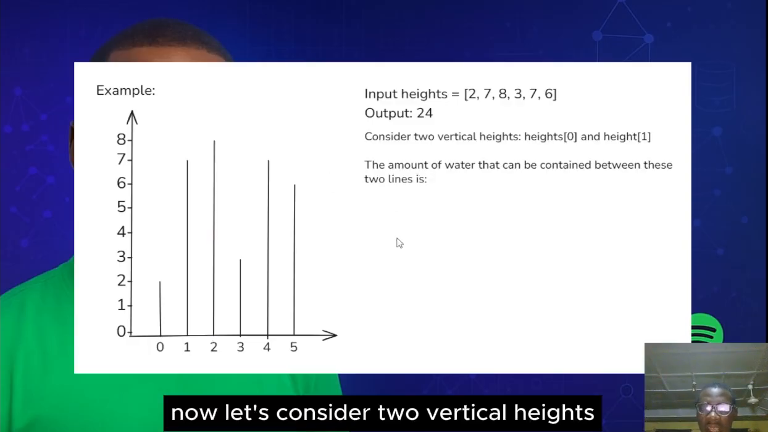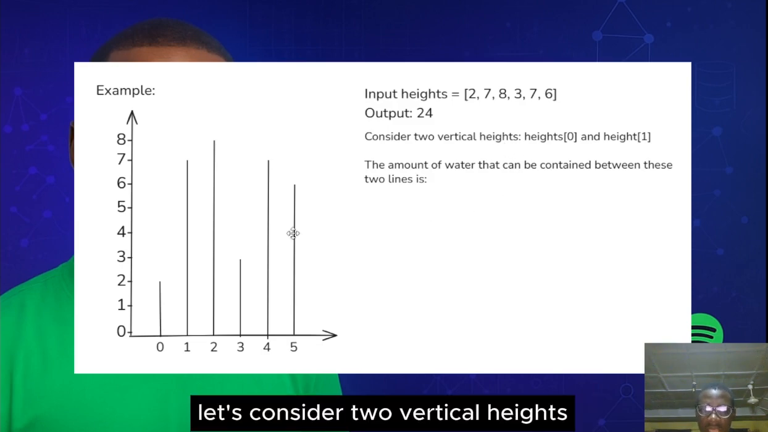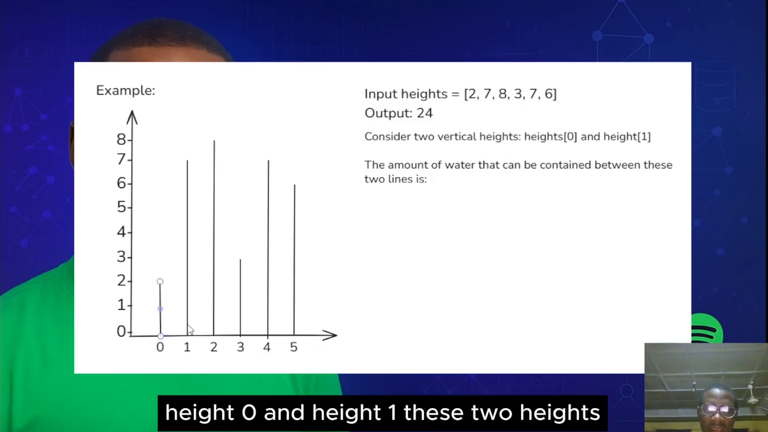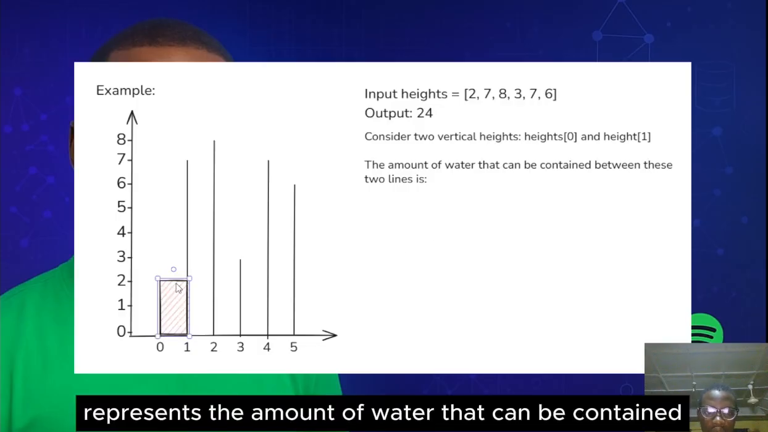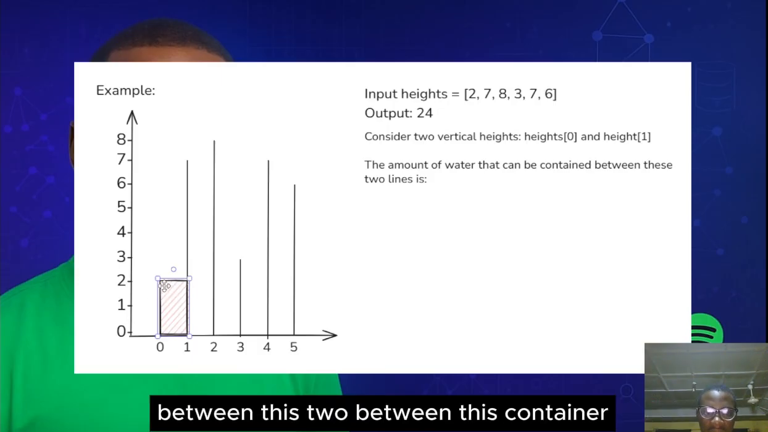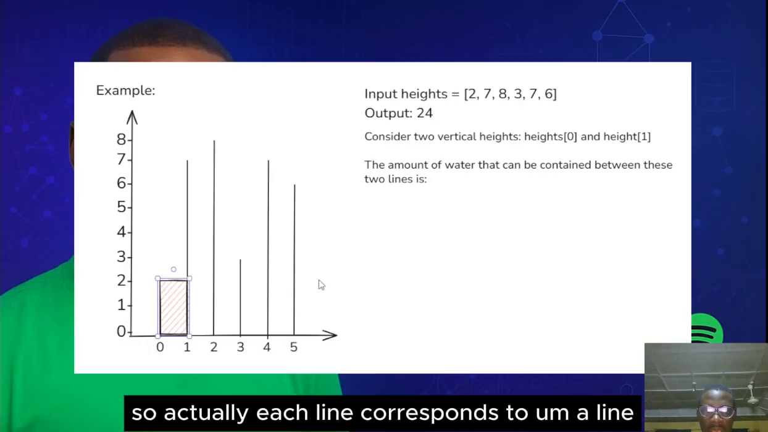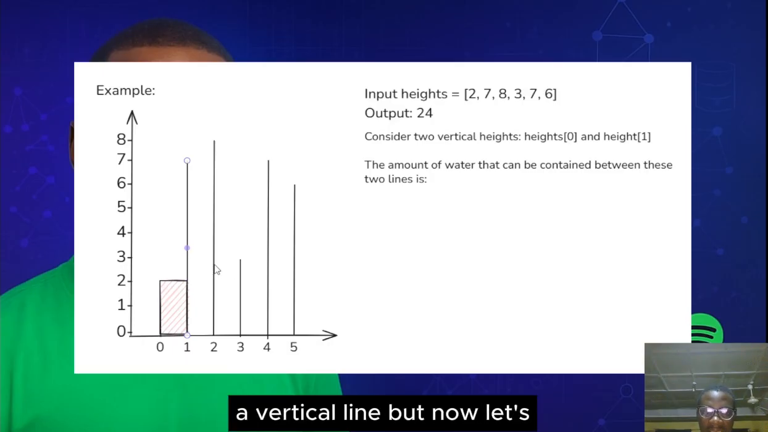Now let's consider two vertical heights, height 0 and height 1. See the shaded portion, which represents the amount of water that can be contained between these two lines, between this container. So actually, each line corresponds to a vertical line.